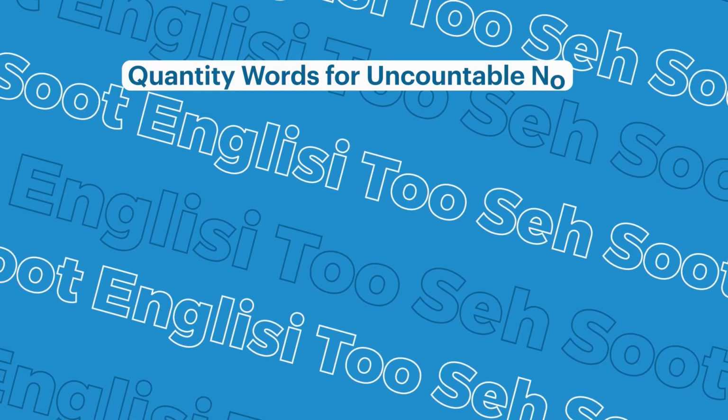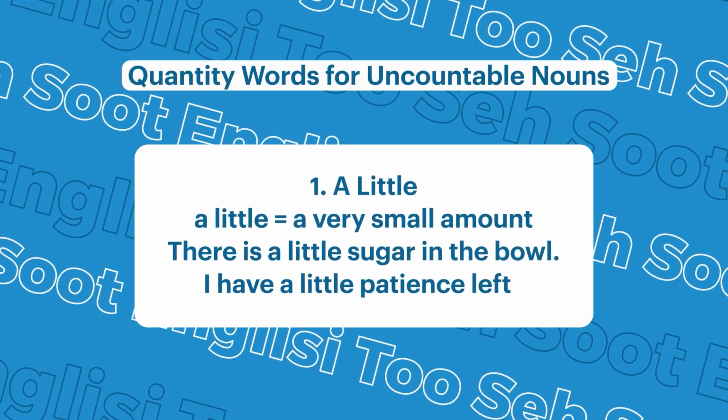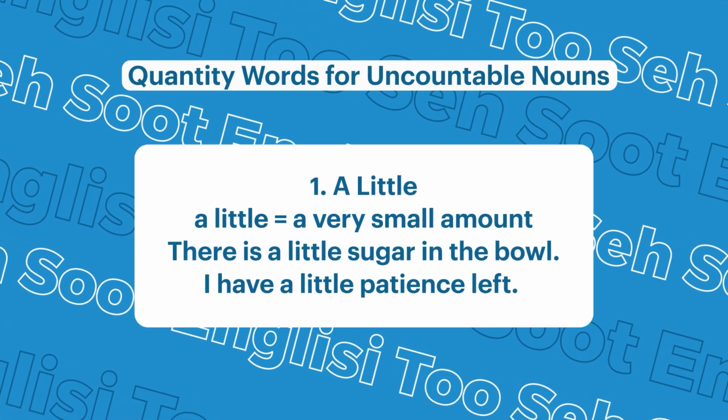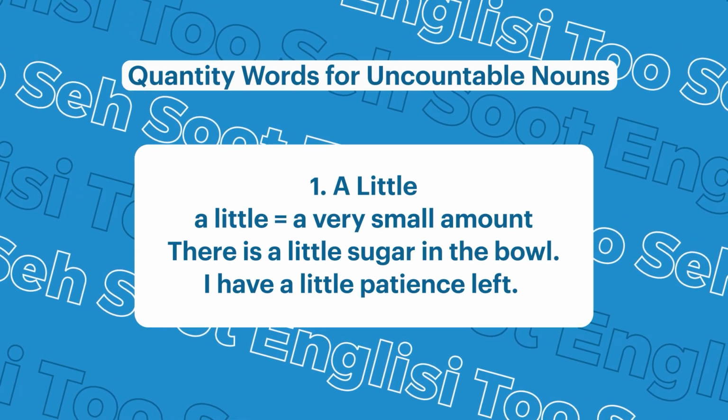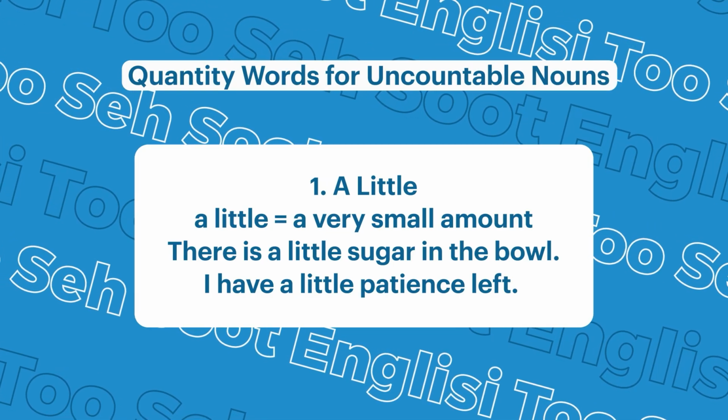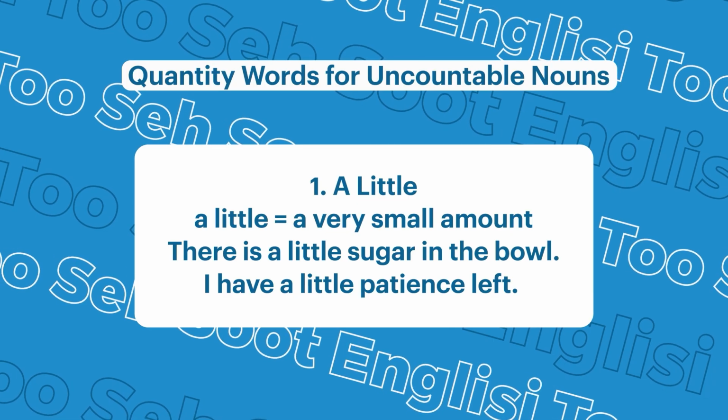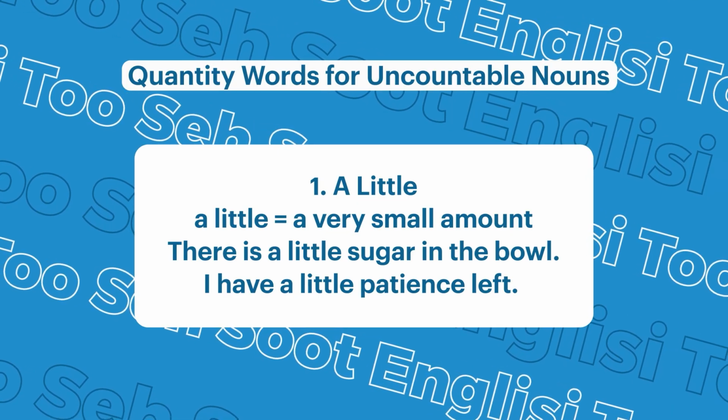Okay, quantity words for non-countable nouns. Number 1, a little. A little means a small amount. For example, there is a little sugar in the bowl. This means there is not much sugar, just a small amount.